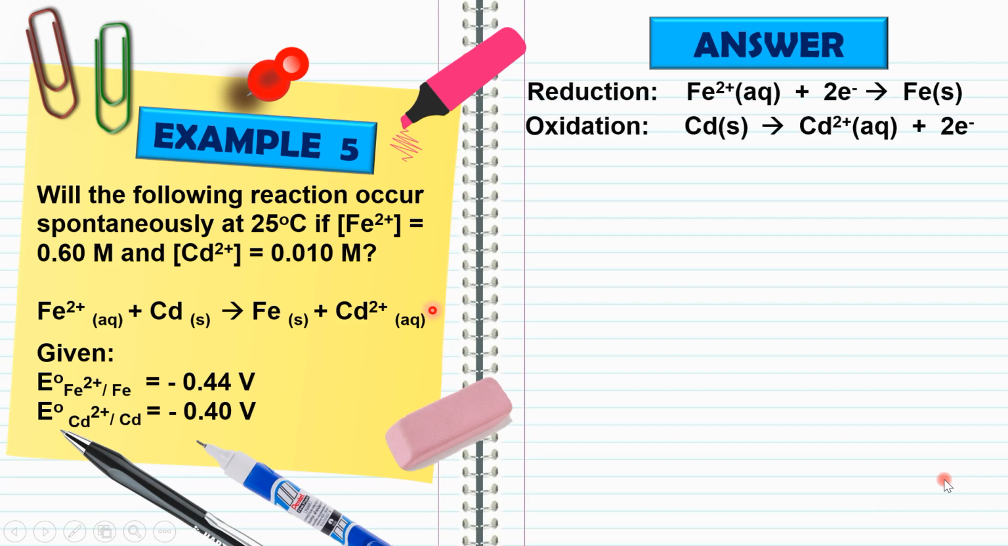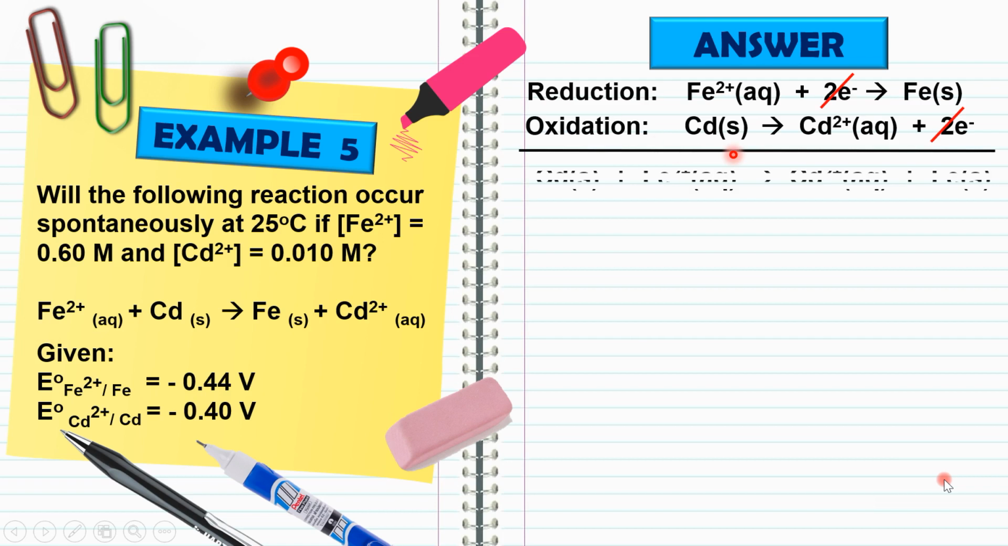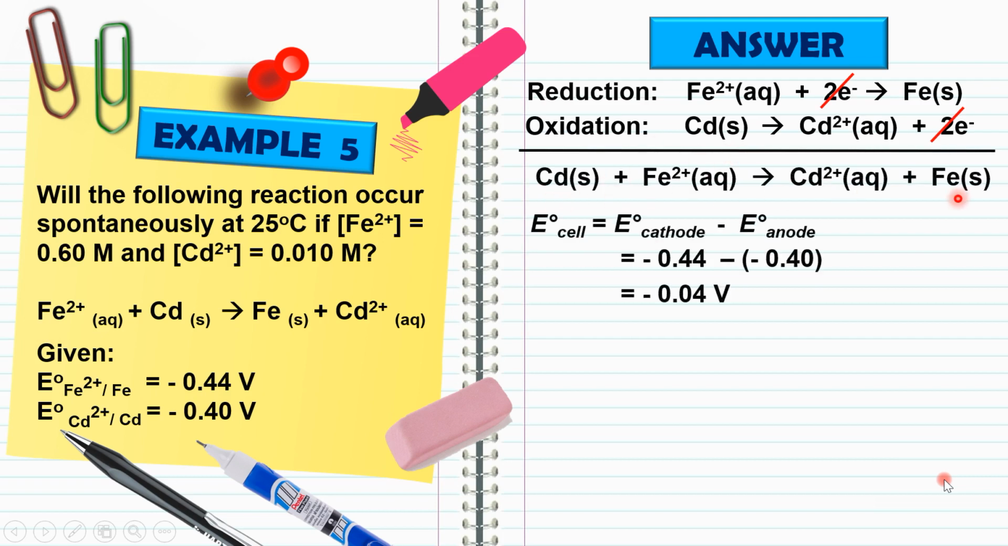So find out the anode and the cathode from the overall equation. We notice that Fe2+ becomes Fe, positive 2 becomes 0, so Fe2+ undergoes reduction. Whereas Cd becomes Cd2+, there is an increase in oxidation number from 0 to positive 2, so Cd undergoes oxidation. So Cd is the anode and Fe is the cathode. From here we will get this overall equation, and then you have to calculate the E cell, that is negative 0.04 volts.